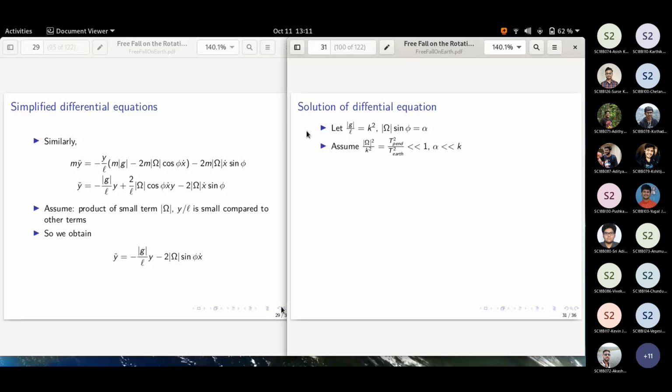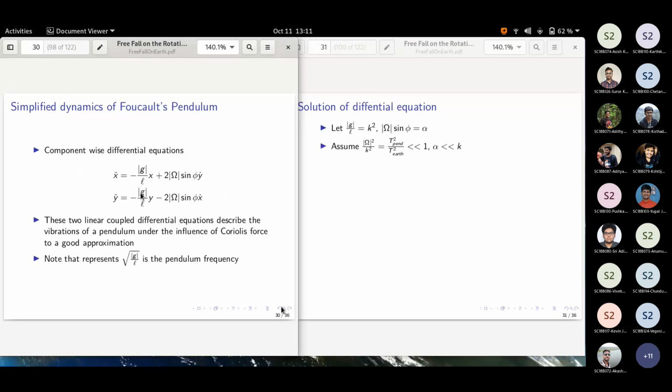And also, we are going to make the assumption that alpha is significantly less than k. K is this quantity, square root of g by L. Modulus of omega is already of the order 10 power minus 5. K is your frequency. It has a higher frequency.